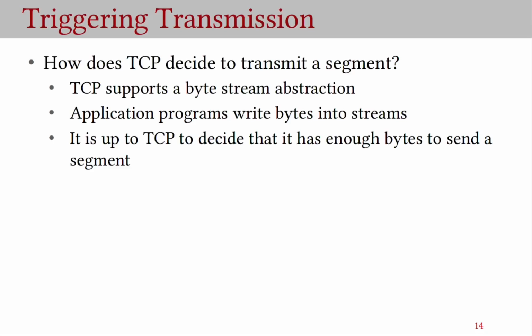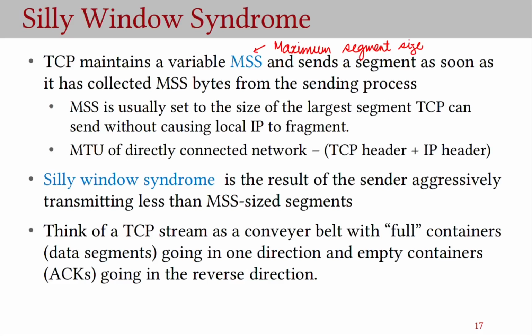Next, we are going to discuss how TCP decides it's time to transmit the next segment. Remember, we talked last time, TCP supports a byte stream abstraction. That means application programs write bytes into streams. Now it is up to TCP to decide it has enough bytes to send a segment.